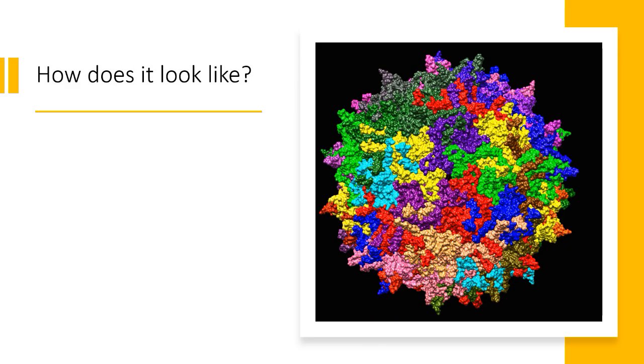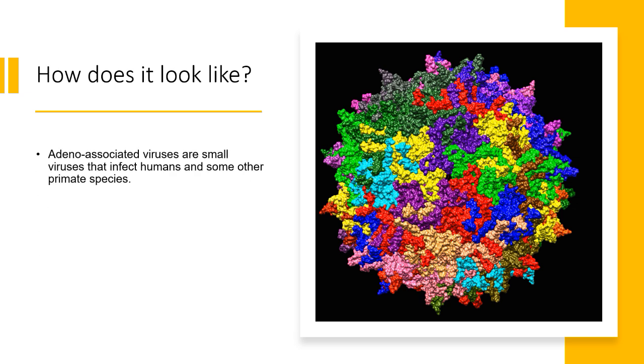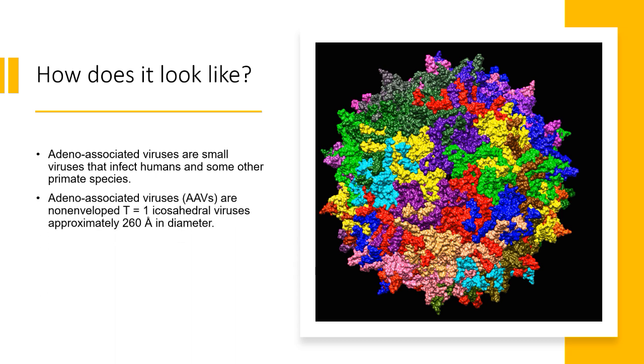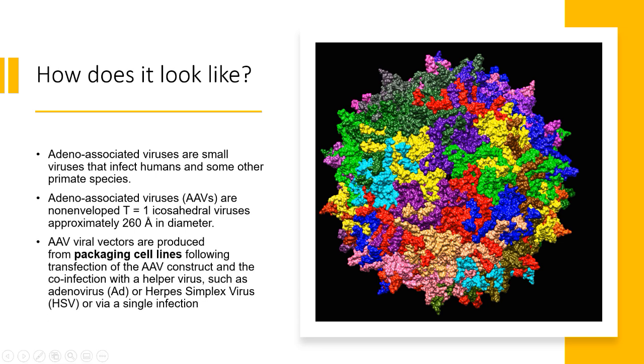So how does it look? You can see the picture on the right-hand side. Adeno-associated viruses are small viruses that infect humans and some other primate species, and they are non-enveloped viruses with an icosahedral capsid approximately 260 angstrom in diameter. So, 260 angstrom in diameter.